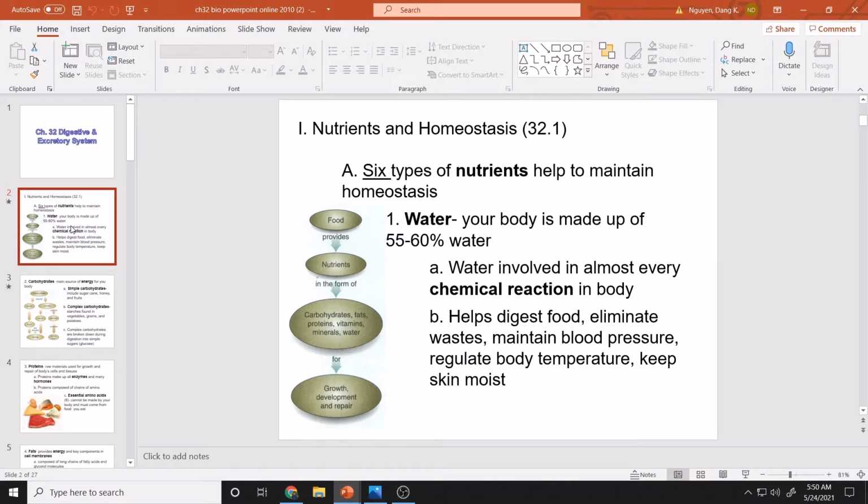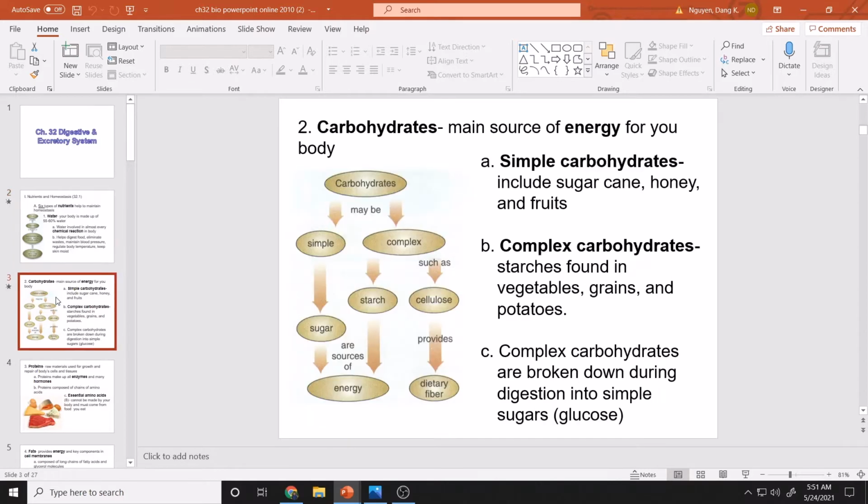It helps you digest food, eliminate waste, maintain your blood pressure, regulate body temp, and then it keeps your skin moist. Carbohydrates, we discussed this fall semester. Carbs are important for energy. Eventually your cells will break down these macronutrients into ATP, which your cells could use.